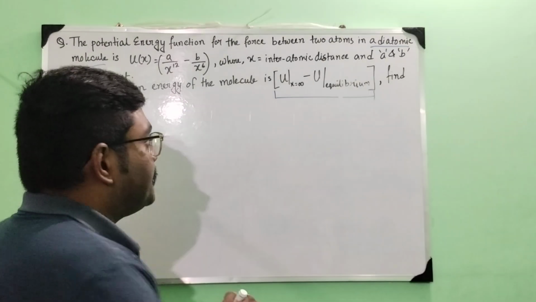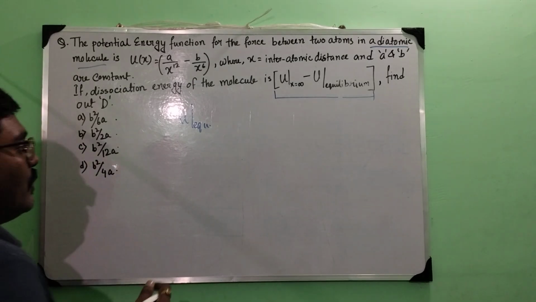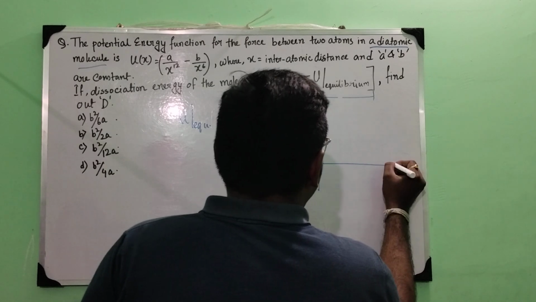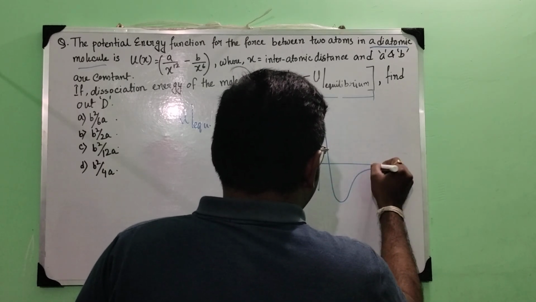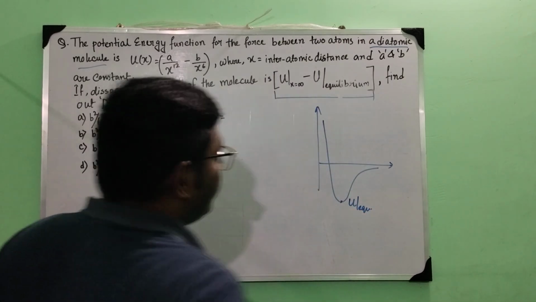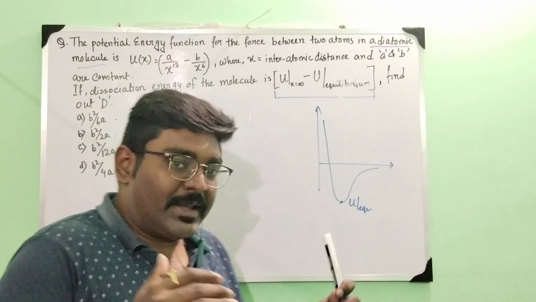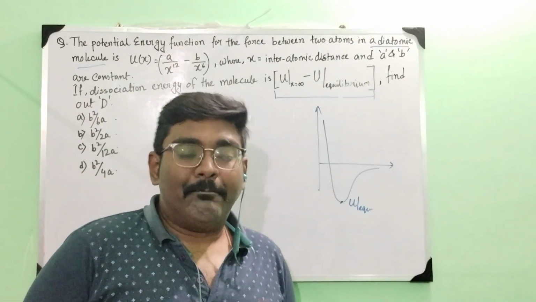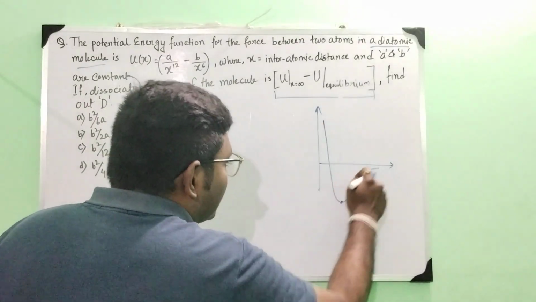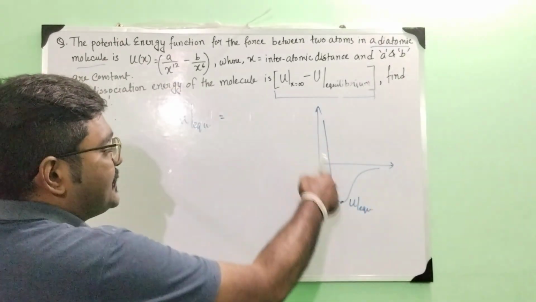Now we will try to find out what is u at equilibrium. How will we do this? Suppose this is the function. This is the u at equilibrium configuration. We have already read a chapter in mathematics, that is maxima and minima. This point is the minima of this function.